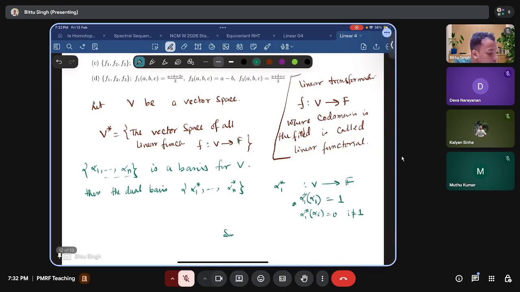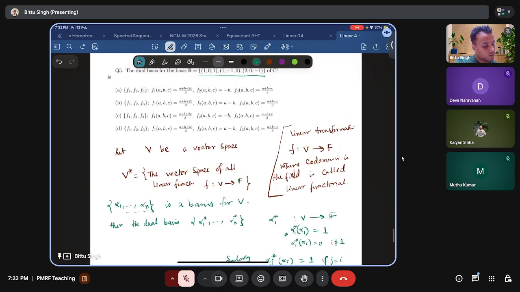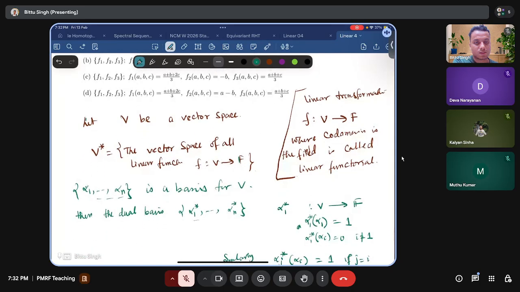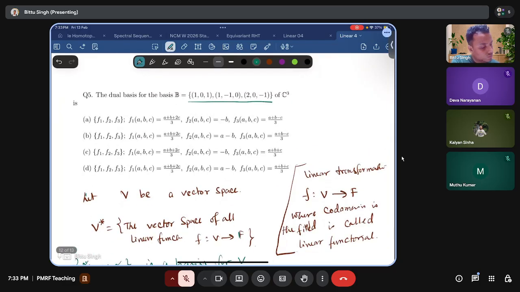And similarly, alpha j star is defined as alpha j star applied on alpha I equal to 1 if j and I are the same, otherwise 0. Okay. So in this question, we need to find those dual basis linear functionals alpha 1 star up to alpha n star. Let us see what the dual basis will be.